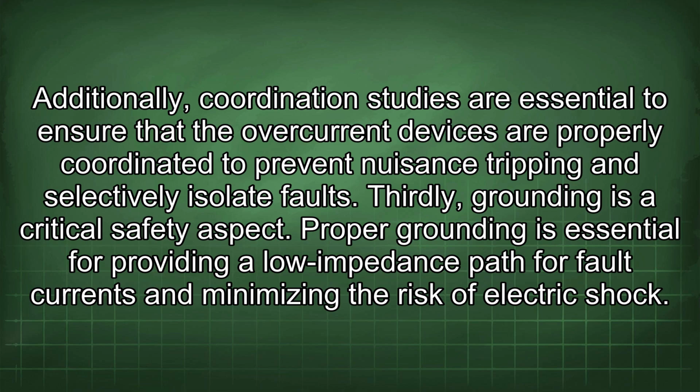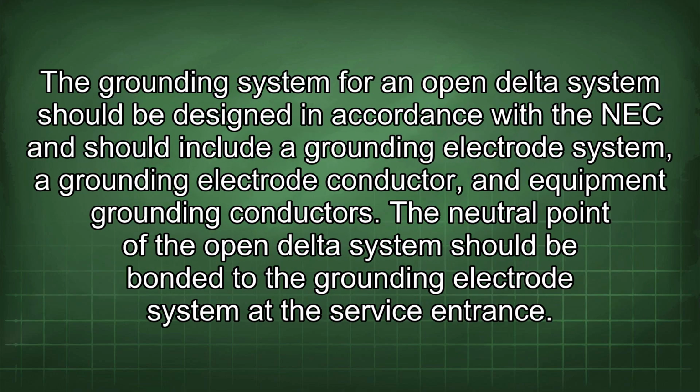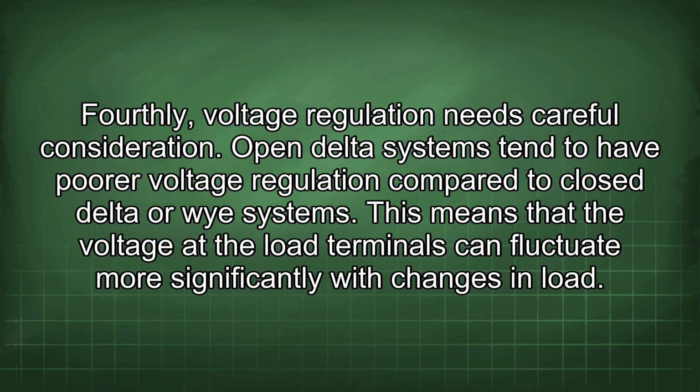Proper grounding is essential for providing a low impedance path for fault currents and minimizing the risk of electric shock. The grounding system for an open delta system should be designed in accordance with the NEC and should include a grounding electrode system, a grounding electrode conductor, and equipment grounding conductors. The neutral point of the open delta system should be bonded to the grounding electrode system at the service entrance. Fourthly, voltage regulation needs careful consideration.